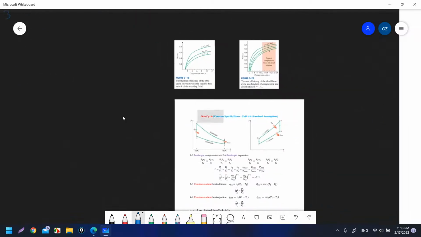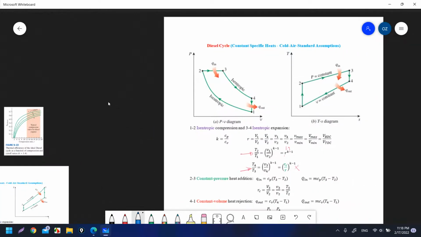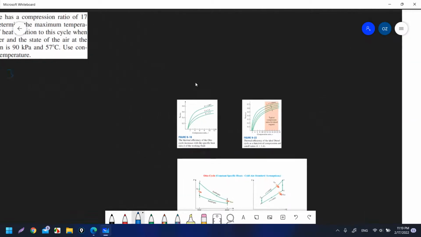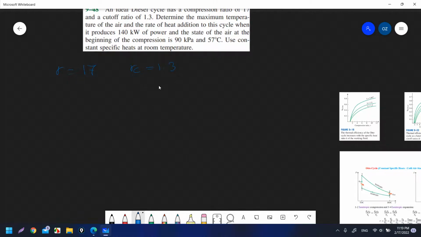Okay, for diesel cycle, the maximum temperature, as you can see, is T3. So he wants to find T3. Okay, the maximum temperature. So we need to find T3 and the rate, and the word rate means dot, okay, power, kilowatt, kilojoule per second of heat addition to this cycle. So we want also to find the rate of heat addition.